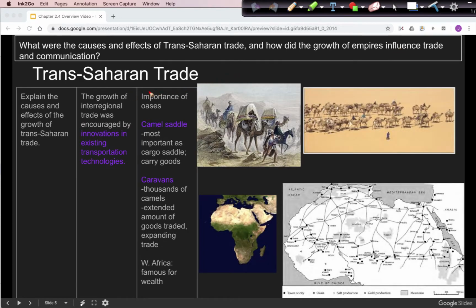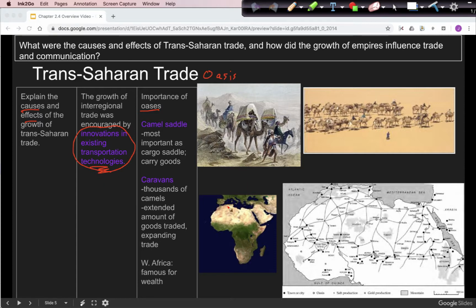So the first section of the book is called Trans-Saharan Trade. We have a pretty general statement over here about the causes and effects of the growth of trans-Saharan trade. And in this section, we're focusing on existing transportation technologies. And I put this in purple because that's our color for the technology theme. So the first thing we're talking about is oases. That's plural for the word oasis.